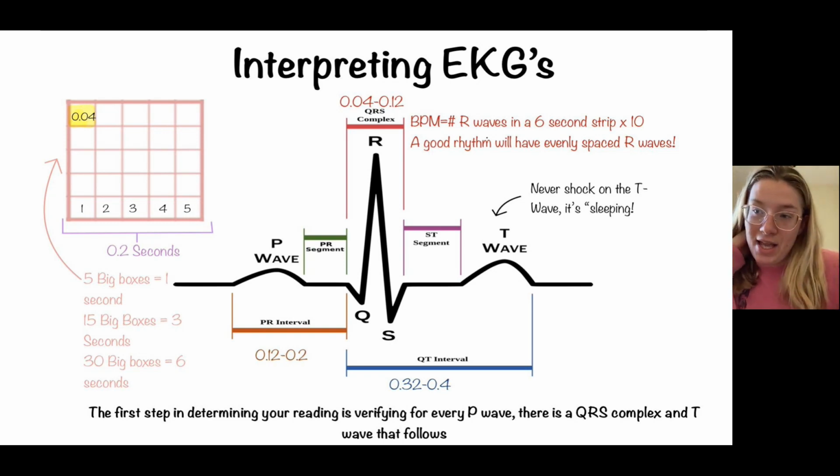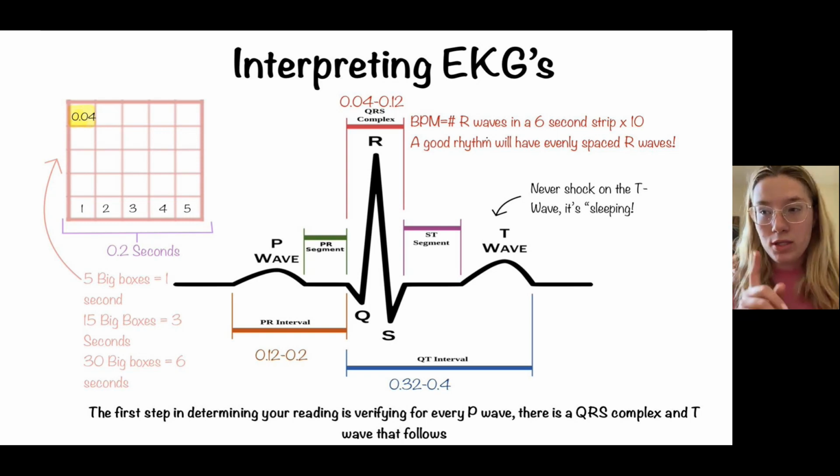Now, in a 6-second strip, this is going to really help us to calculate our heart rate, because we count the number of R waves multiplied by 10. But if you only had a 3-second strip, you would just count the number of R waves, and instead of multiplying it by 10, you multiply it by 20. Okay, but it's best to get a 6-second strip because we really want to see if there are any odd beats that might be thrown in there.